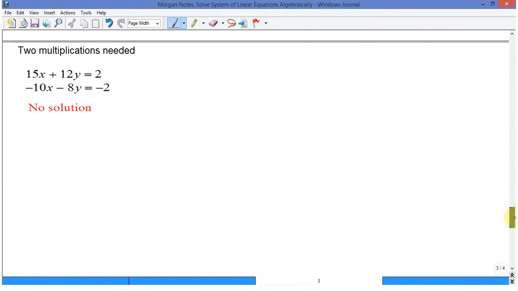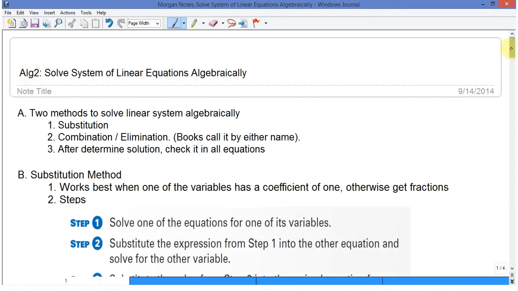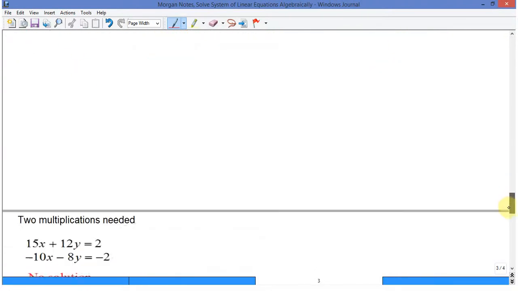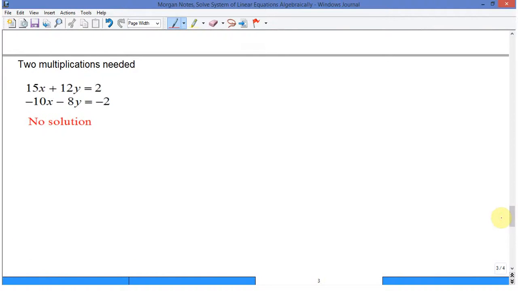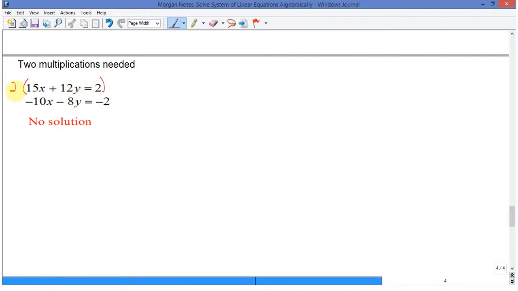Okay, the last example, once again, it's got some pretty big numbers in there. So let's figure out what to do. I think I'm going to get rid of the x's. If I multiply the first equation by 2, that will give me 30x. If I multiply the second equation by 3, that will give me negative 30x, and they should cancel out. So let's go ahead and do that.